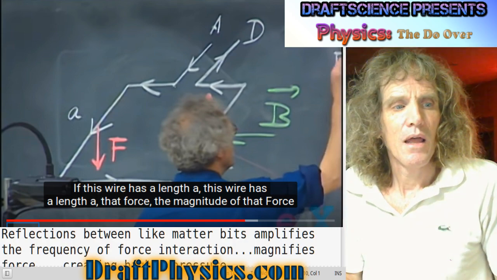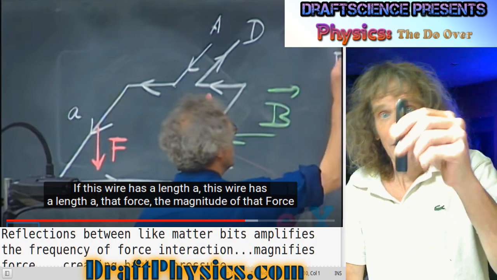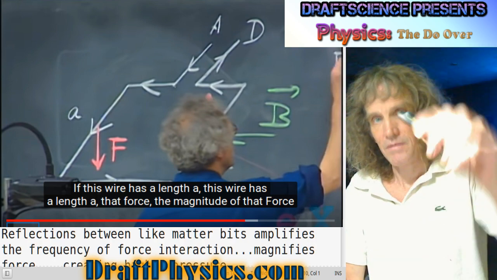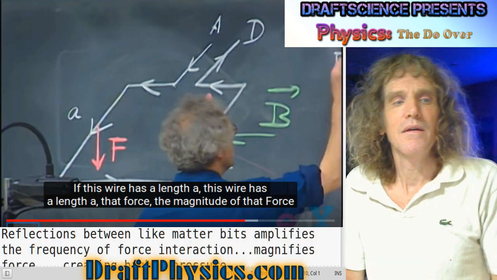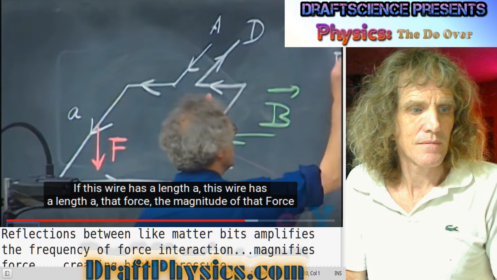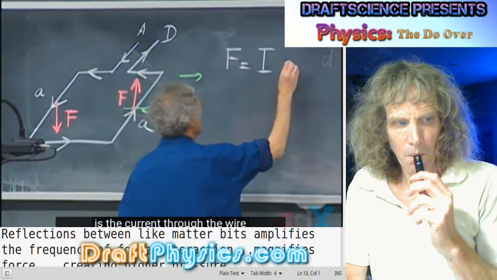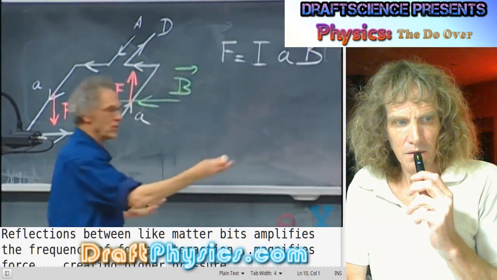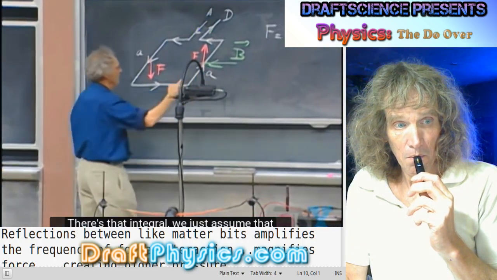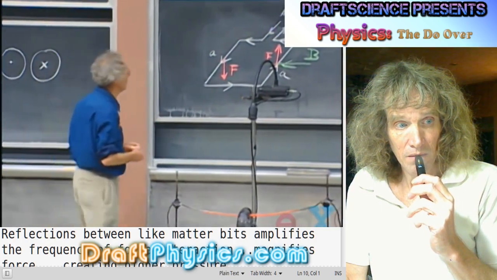And that's going to determine whether it goes up or down, because it's going to decide whether it's a magnet facing north-south this way or north-south the other way. North-south or south-north. The magnitude of that force is the current through the wire times the length of the wire times the B field. We just derived that. There's that integral. We just assume that the magnetic field is constant everywhere here. They're at 90-degree angles, so the sine of theta is 1, and so that's the force.